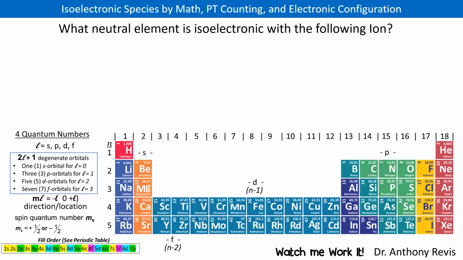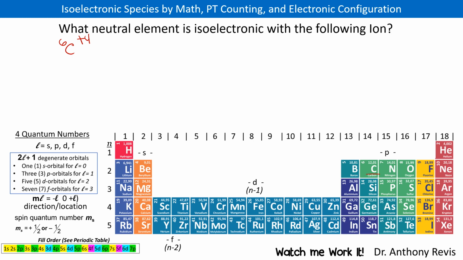Let's work a problem. What neutral element is isoelectronic with the following ion? I'm going to pick an ion and then show you how to determine what's isoelectronic with it. I'm going to pick carbon with a +4. We know that carbon is atomic number 6, so it originally has 6 total electrons.